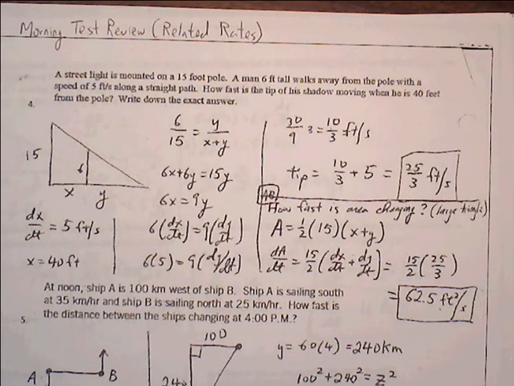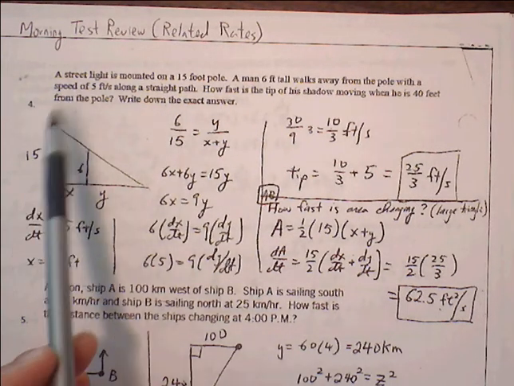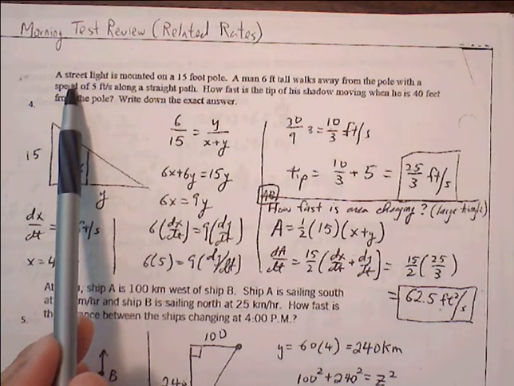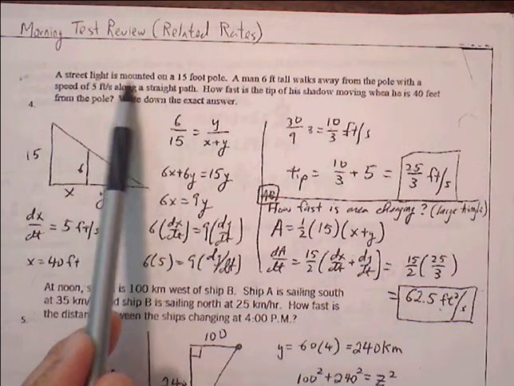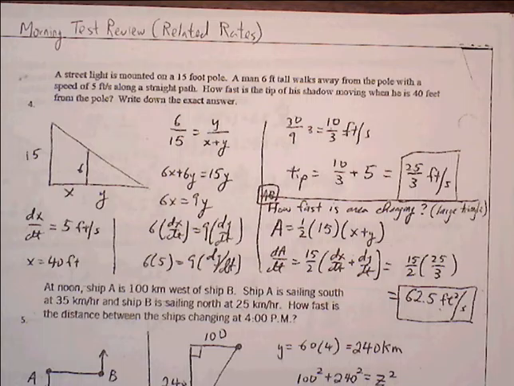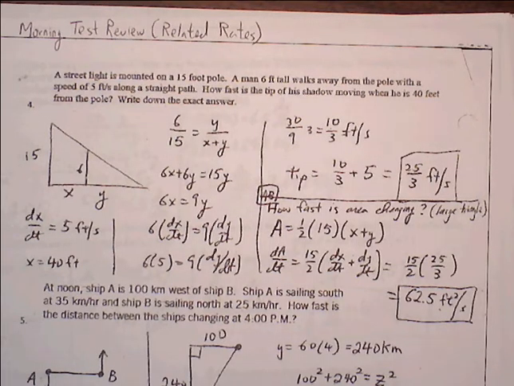Let's continue with page 2 of the morning test review for related rates. Number 4, back page. A street light is mounted on a 15-foot pole. A man 6 feet tall walks away from the pole with a speed of 5 feet per second along a straight path. How fast is the tip of his shadow moving when he is 40 feet from the pole? Write down the exact answer.